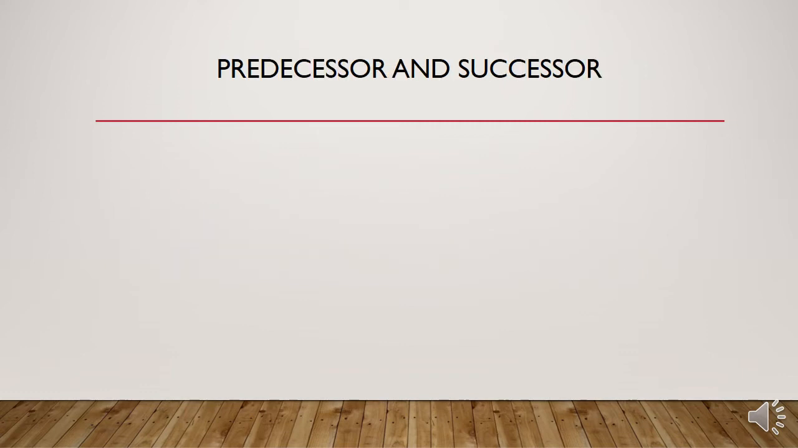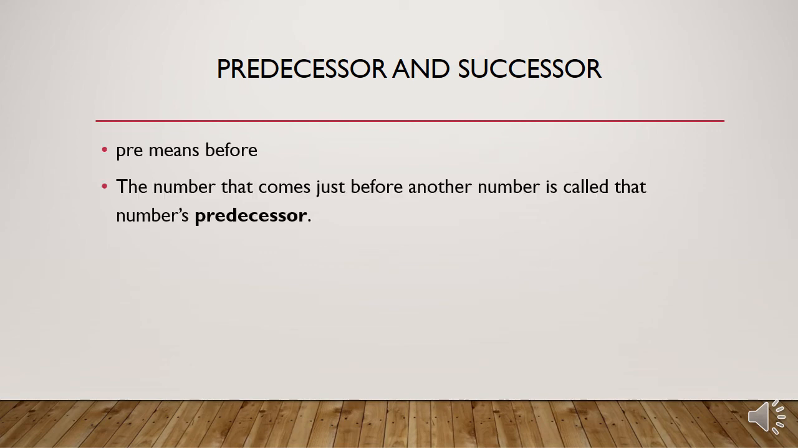Let's move on to our next topic. We're going to learn 2 new words, predecessor and successor. Let's define them one by one. First of all, predecessor. Pre means before. So, the number that comes just before another number is called that number's predecessor.